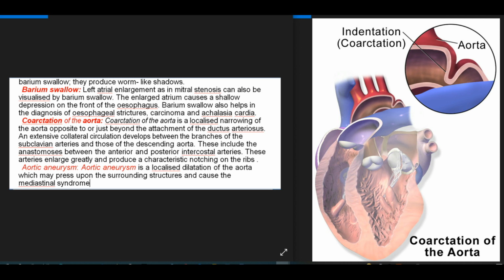Barium swallow. Left atrial enlargement, as in mitral stenosis, can also be visualized by barium swallow. The enlarged atrium causes a shallow depression on the front of the esophagus. Barium swallow also helps in the diagnosis of esophageal strictures, carcinoma, and achalasia.